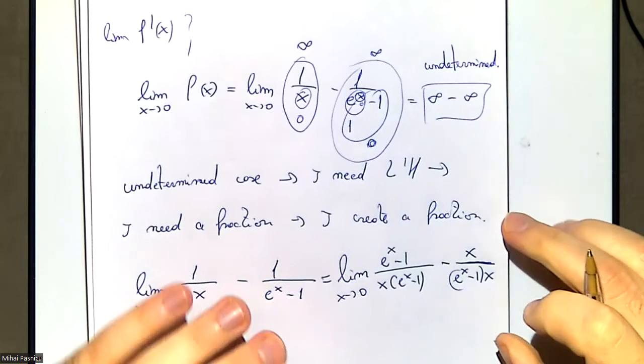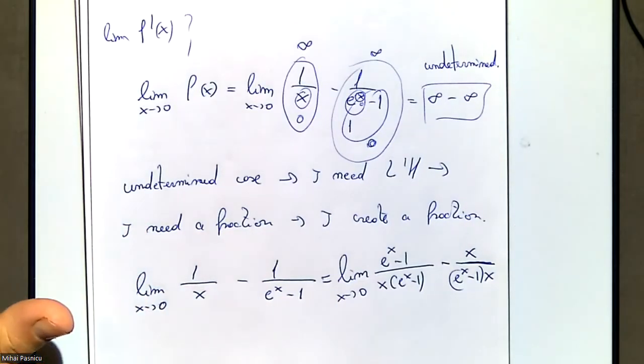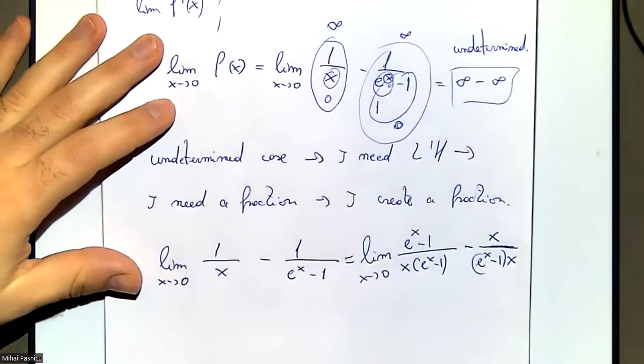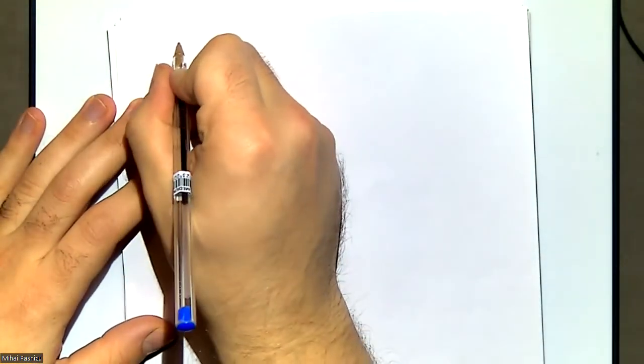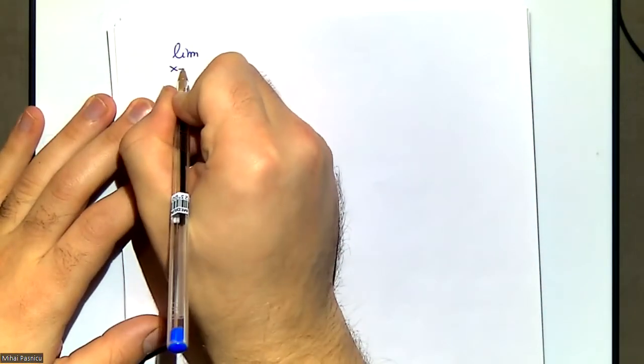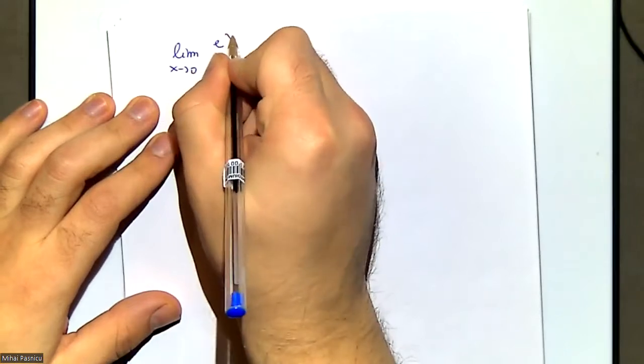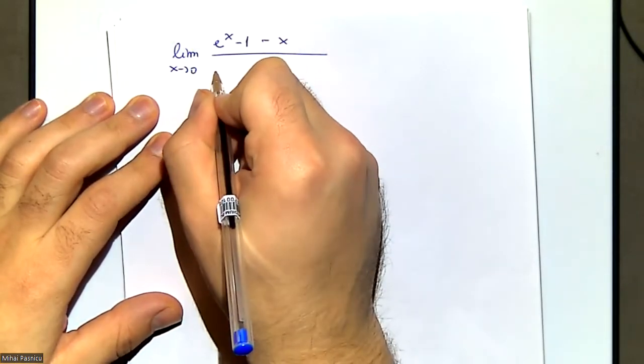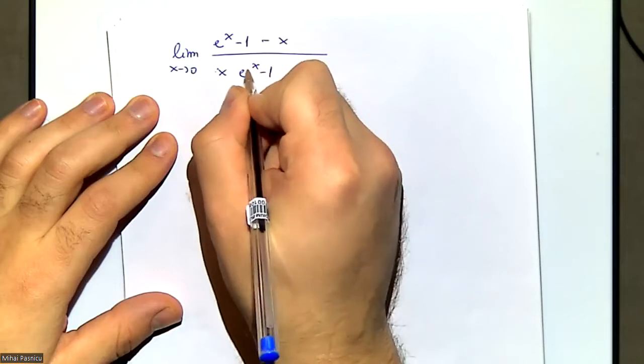Okay? Why did I do this? Because I can combine these two things right now under the same fraction. Remember, I need a fraction. That's all I'm looking for. So now my limit just became the limit as x goes to 0 of (e to the x minus 1 minus x) over x(e to the x minus 1).